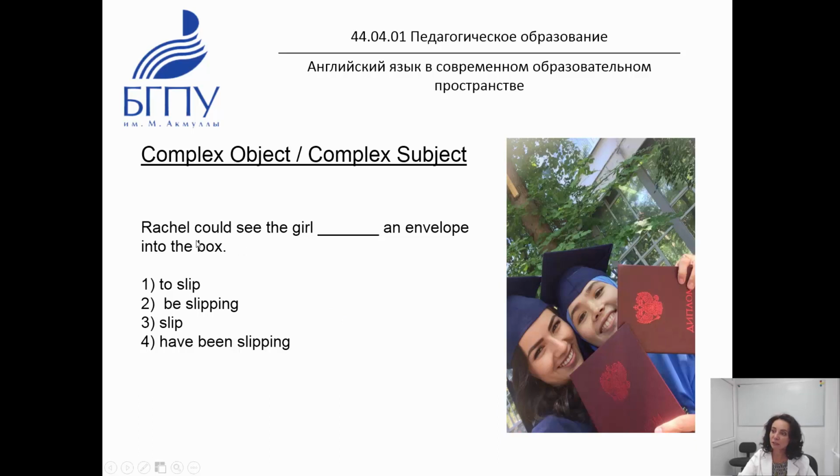And since in the main clause we can see the verb to see, of sensual perception, the infinitive should be without the particle to. So as a result, we've got the right variant, number 3. Slip an envelope into the box. Slipping is also quite good here, but опускала sounds clumsy even in the Russian translation. So опустила. Rachel могла видеть, как девочка опустила конверт.